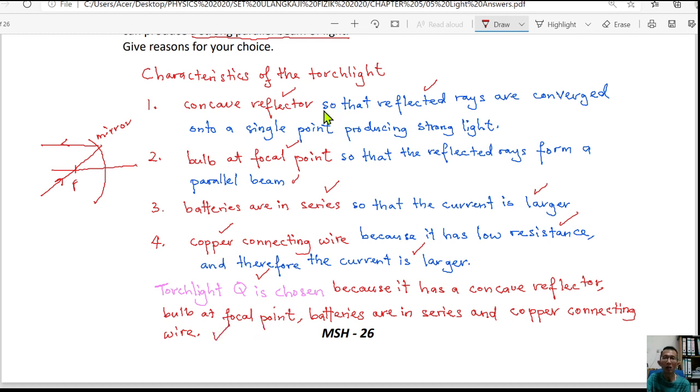So let's count how many points. 1, 2, 3. Maybe I put numbers here. 1, 2, 3, 4, 5, 6, 7, and then here is 8 for our reason for choosing copper connecting wire. Here is 9, so here is 10. So this question carries 10 marks.